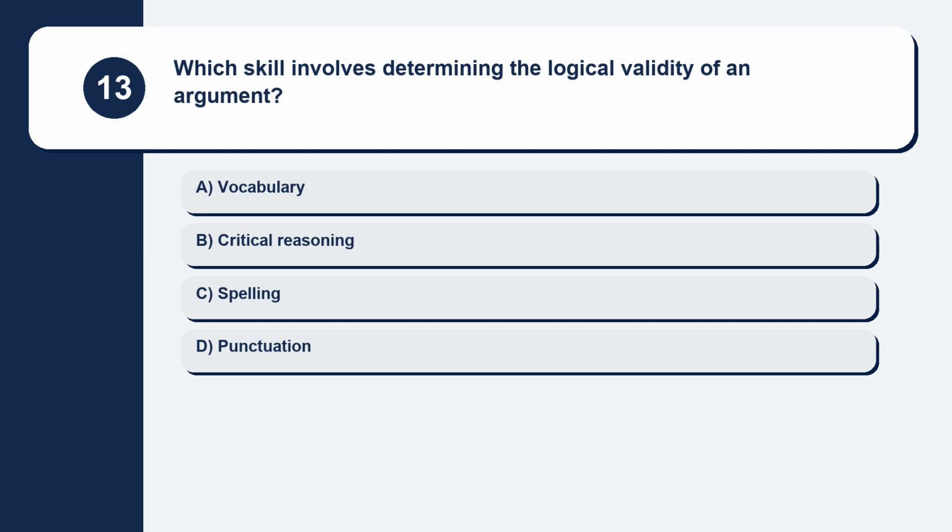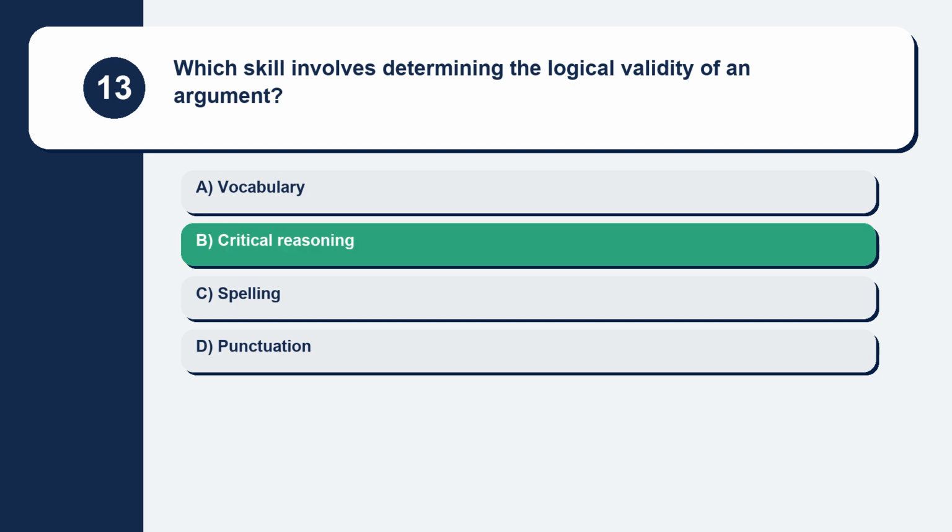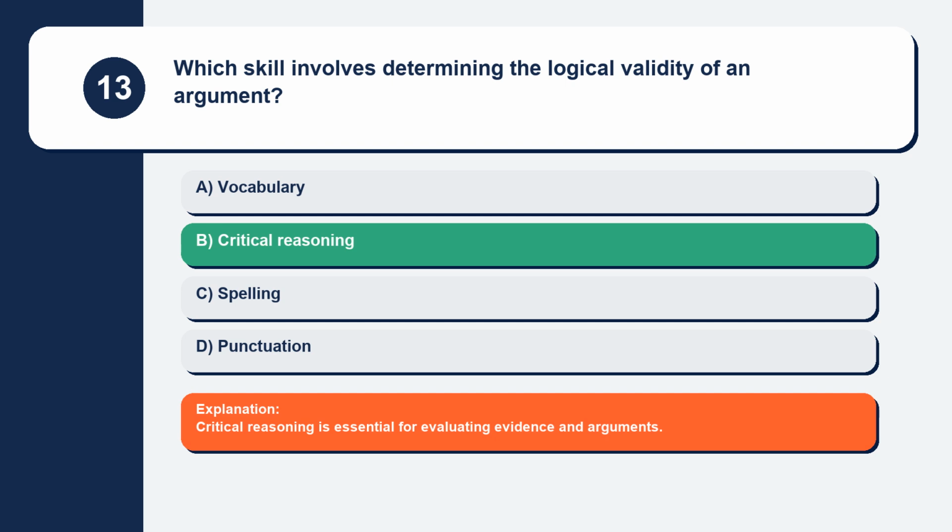Question 13. Which skill involves determining the logical validity of an argument? Vocabulary, critical reasoning, spelling, punctuation. Critical reasoning is essential for evaluating evidence and arguments.